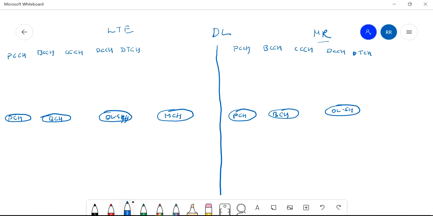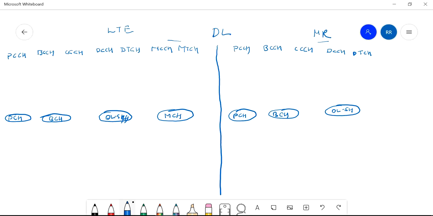Right, now we have one more channel here, MCCH, the multicast control channel, and MTCH, the multicast traffic channel. These we don't have in NR. So on logical channels, we have PCCH, BCCH, CCCH, DCCH and DTCH, but we don't have these two channels in NR, in logical channels, if we compare.